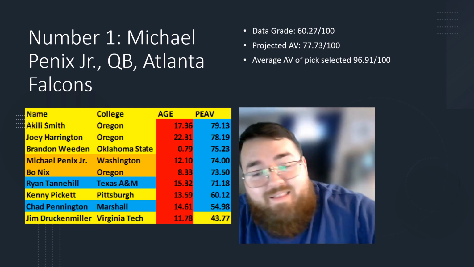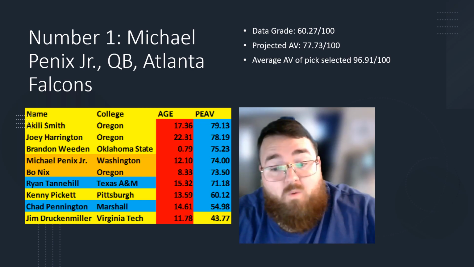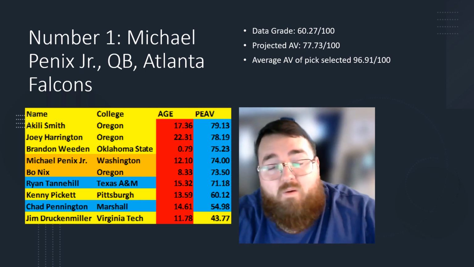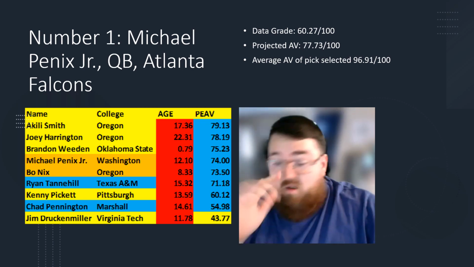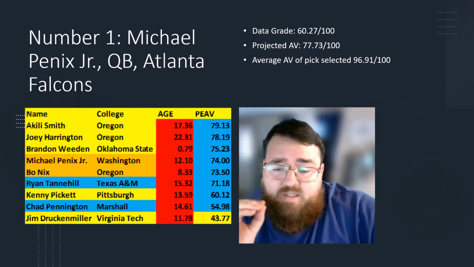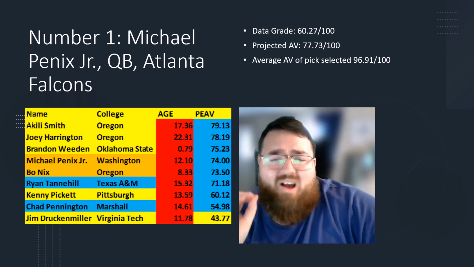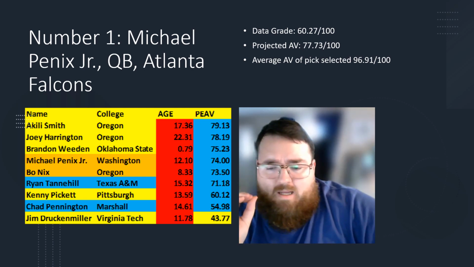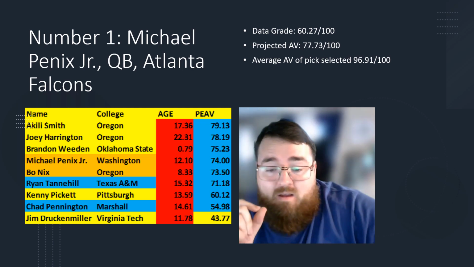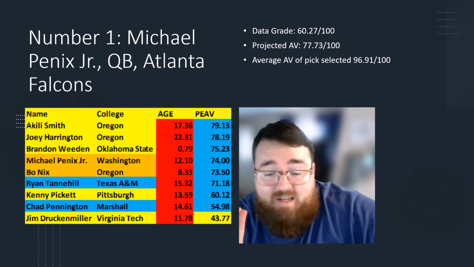Okay. The upside for this selection for Michael Penix Jr. The prospects that tested most similar to him, based on his overall collected data, his college efficiency, his age, his other athletic testing, everything like that. His upside is somewhere between Ryan Tannehill and Chad Pennington.